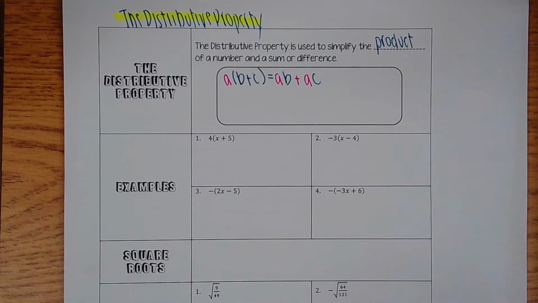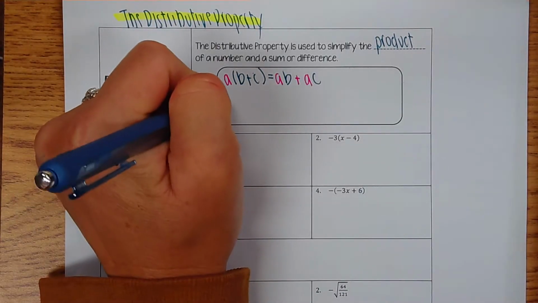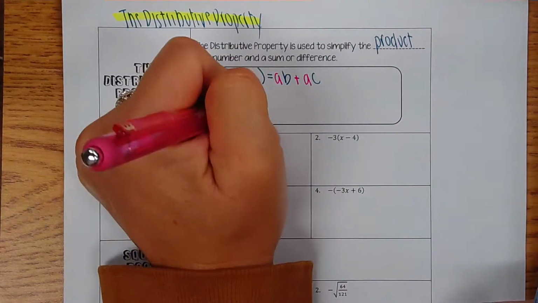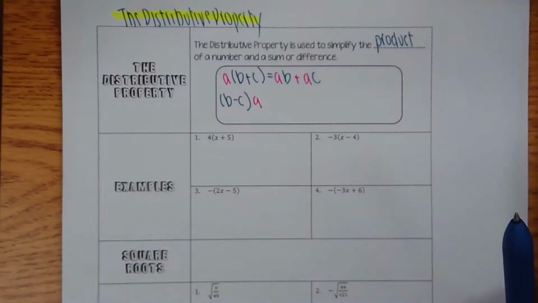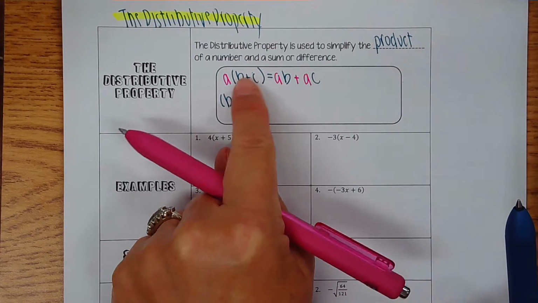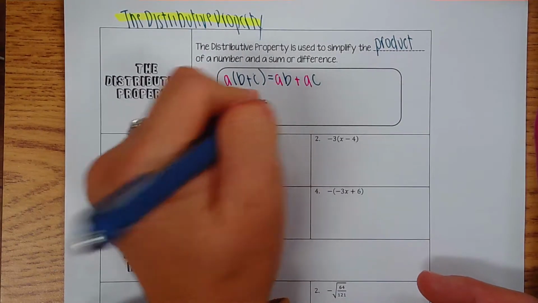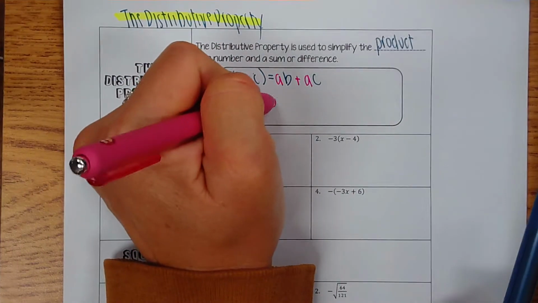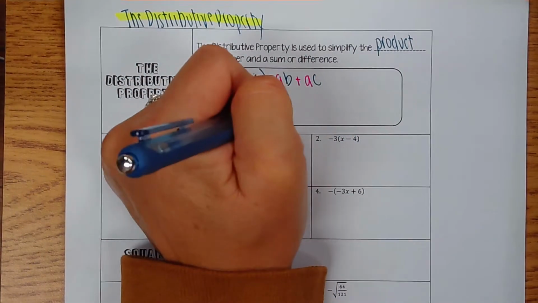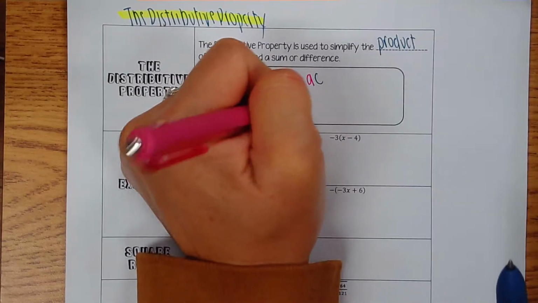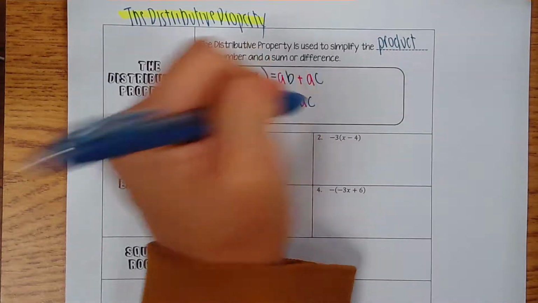All right. And then the same thing works if it's a subtraction problem. So if I were to do B minus C and then A here on the outside, it doesn't matter if it's behind, you would still distribute it. So that would look like A times B minus A times C.